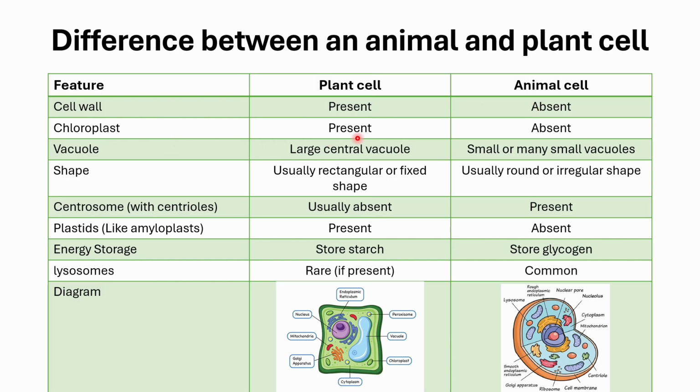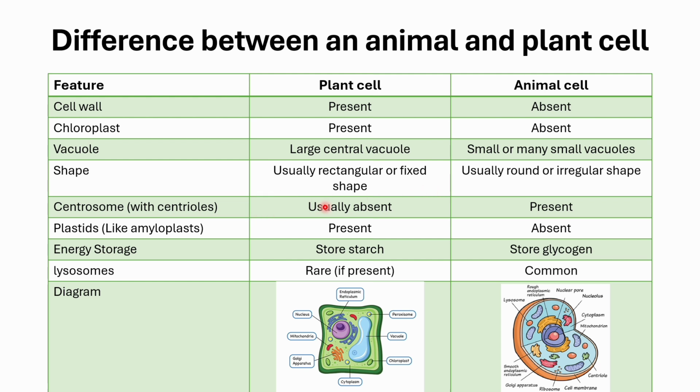Chloroplast is present in plant cells, but it's absent in animal cells. Vacuole: there's a large central vacuole in plant cells, whereas animal cells have small or many small vacuoles. Shape is usually rectangular or fixed in plants, and animal cells are usually round or irregular in shape.